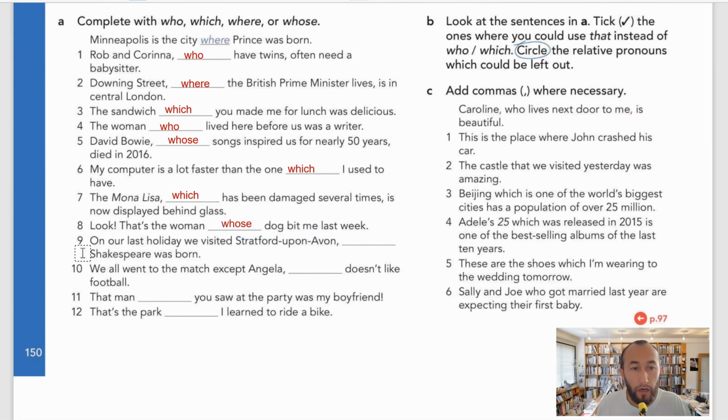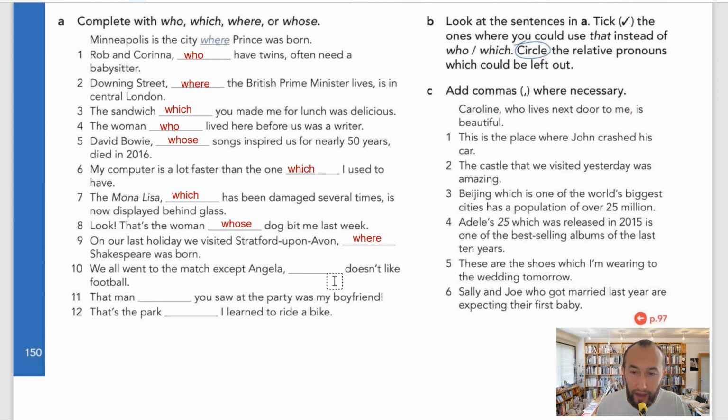Okay, number 9. On our last holiday, we visited Stratford-upon-Avon. It's a town where Shakespeare was born. So because it's a place, I'm going to use where here, where Shakespeare was born. You might ask, can where be the subject? No. Where cannot be the subject.